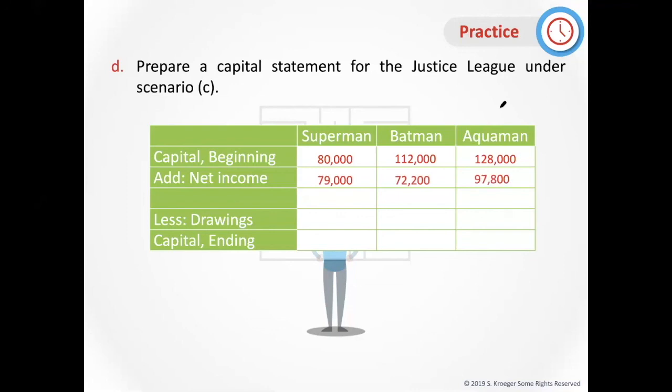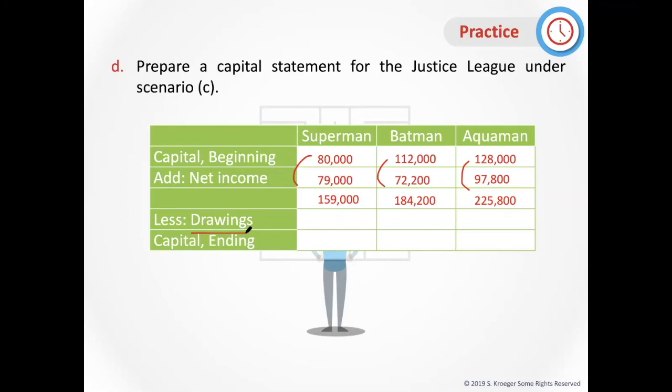Now we want to add up these numbers. We'll add the 80 and 79,000, the 112 and the 72,200, and the 128,000 plus 97,800 to get a total so far. 159,000 for Superman, 184,200 for Batman, and 225,800 for Aquaman. Once the additions are done, we're going to do the subtractions, which would be the drawings, all of the withdrawals that each partner made.